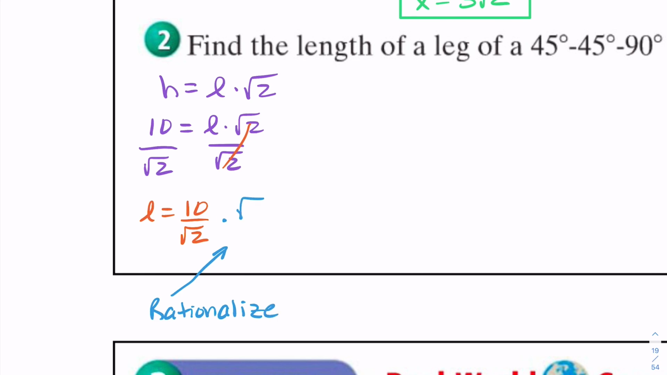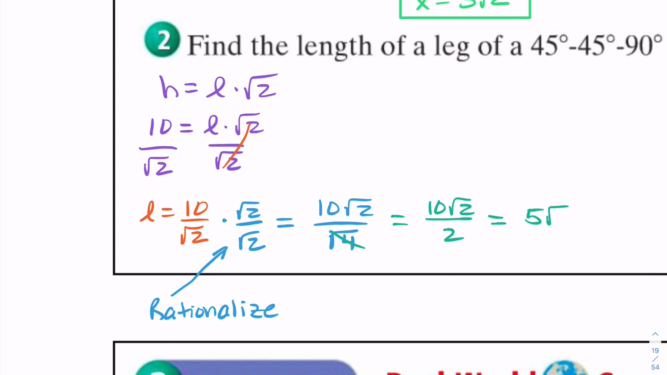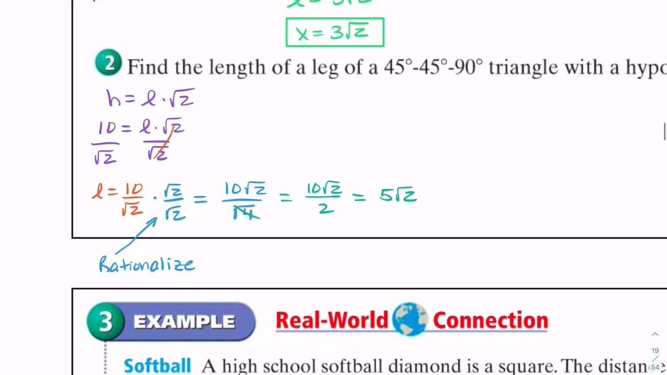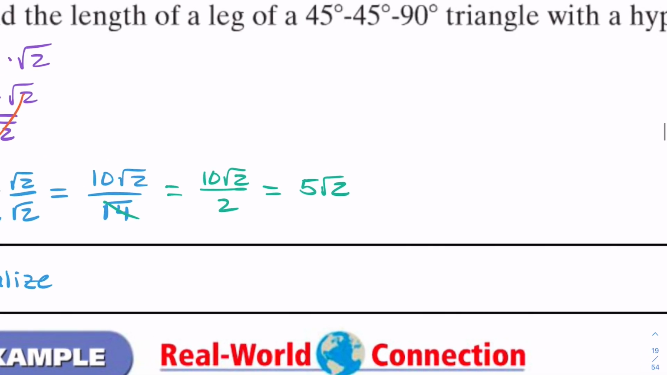So I'm going to multiply by the square root of 2 over the square root of 2. Remember, it's not just the square root of 2 over the square root of 2. It could be the square root of 3 over the square root of 3. It can be whatever. I just know the square root of 2 over the square root of 2 is going to get me where I need to go. So it's 10 square roots of 2 over the square root of 4, which is 10 square roots of 2 over 2, which ends up being 5 square roots of 2 when we do 10 divided by 2. Okay, so the leg, in this case it wants a leg, so leg is equal to 5 square root of 2.